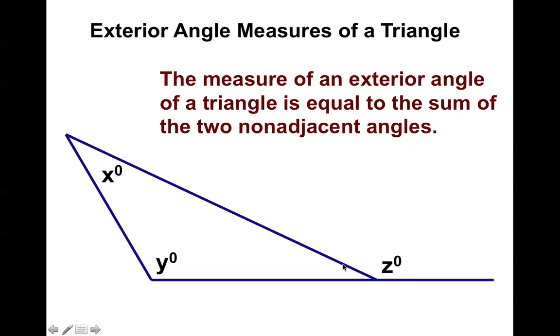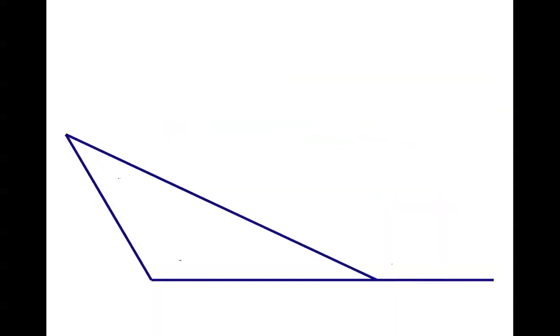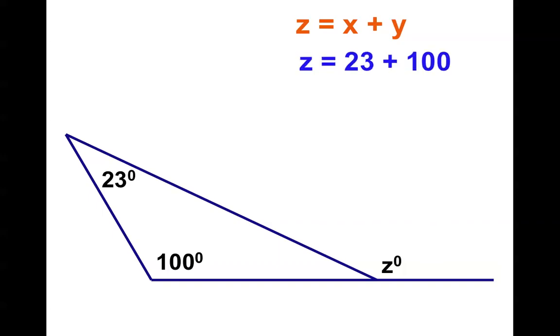Here is the exterior angle, and here are the two non-adjacent interior angles. Angle X plus angle Y equals angle Z. And how can we use that? Well, in this one it's kind of easy, because notice I have Z equals angle X plus angle Y, so that means that Z equals 23 plus 100. Bingo, pretty easy.